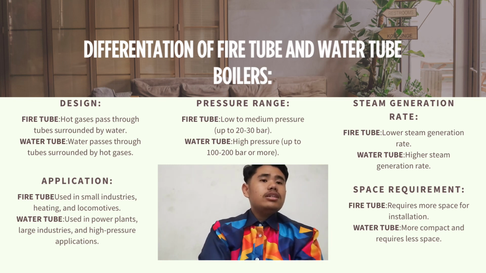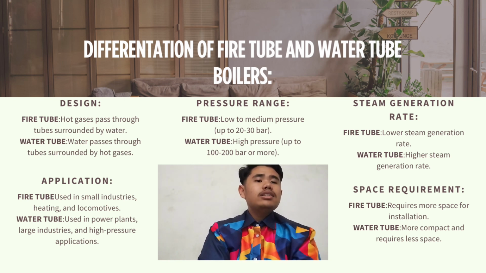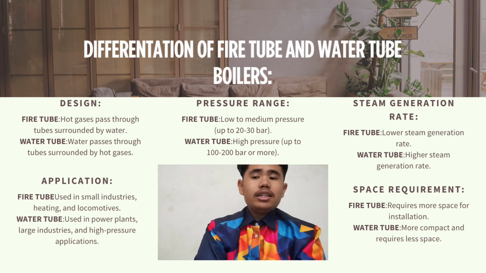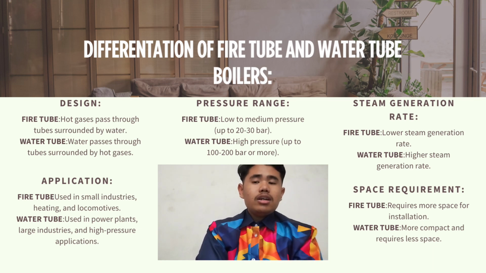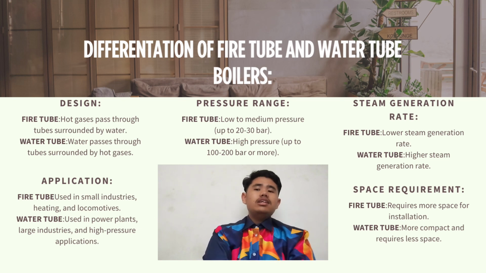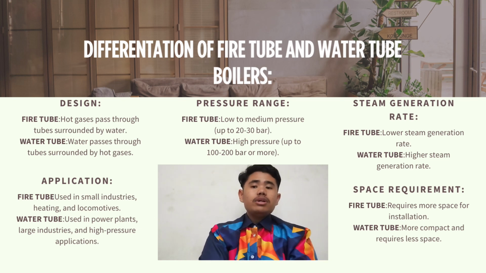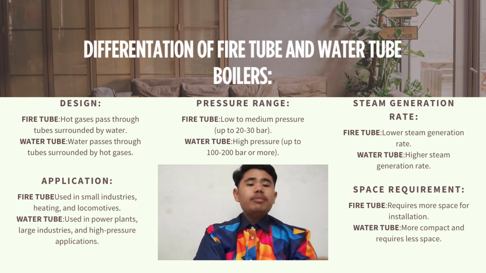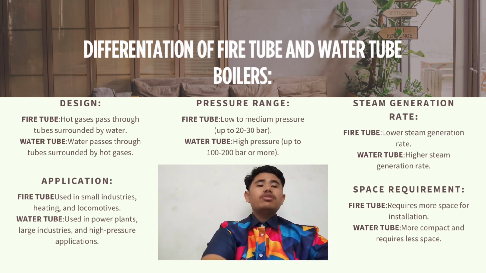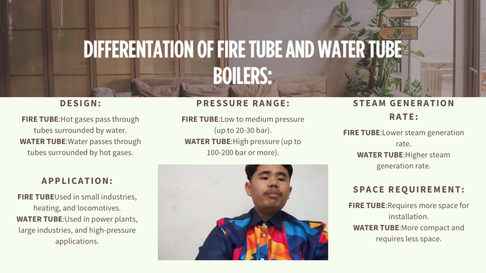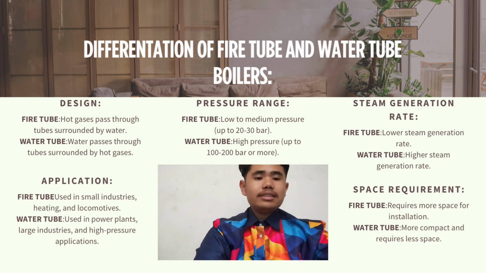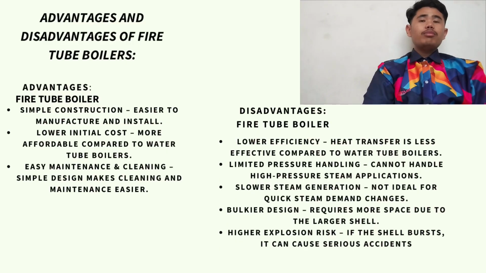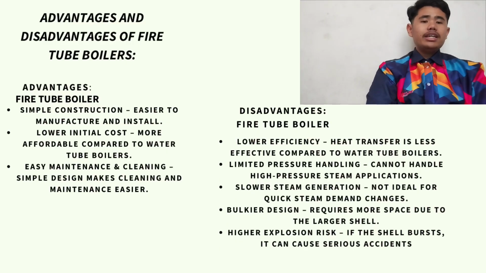Another differentiation is steam generation rate. Fire tube has a lower steam generation rate, water tube a higher steam generation rate. For application, fire tube is used in small industries, heating and locomotives, and water tube is used in power plants, large industry and high pressure applications. And last, for space requirement, fire tube requires more space for installation, but water tube is more compact and requires less space. And now I want to tell you about the advantages and disadvantages of fire tube boilers.